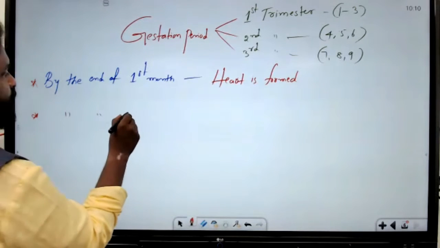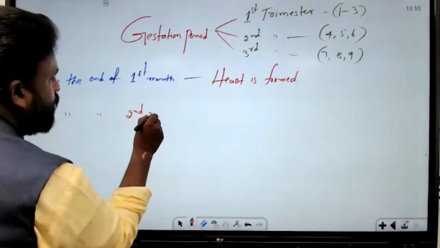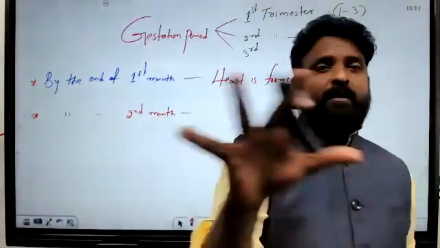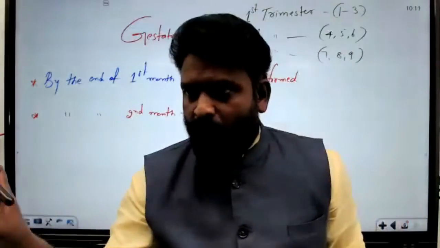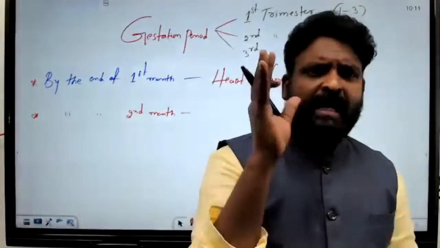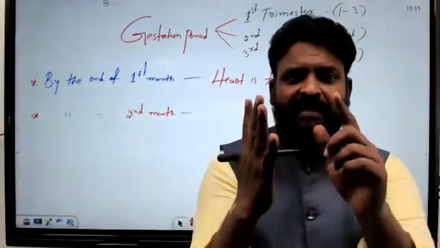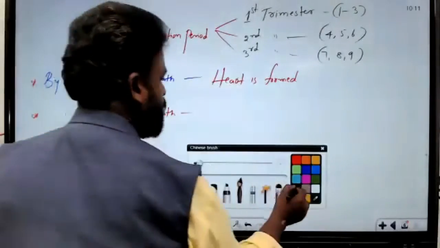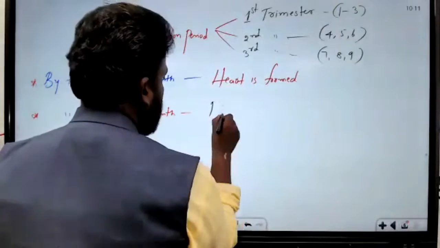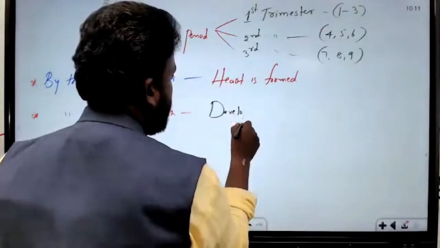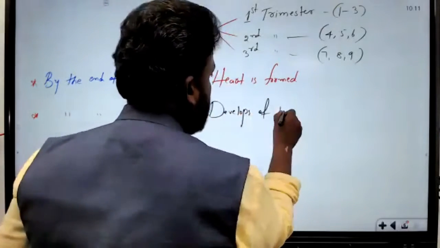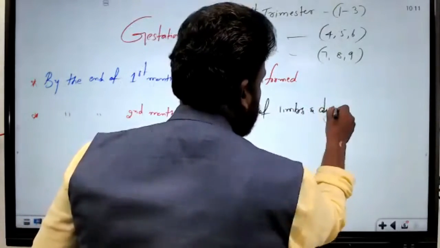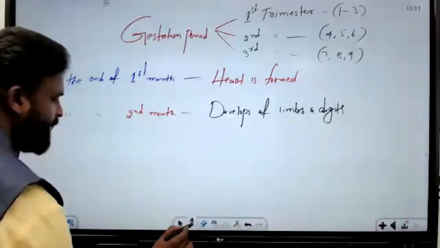Then what about the second one? By the end of the second month, we can find out the fetus develops, not fully developed, it develops what? Limbs and digits. This is the initial stage, the beginning of that, right? So it develops limbs and digits.